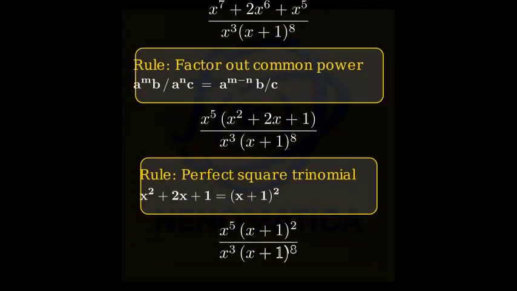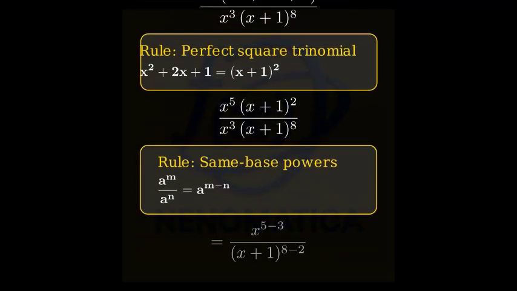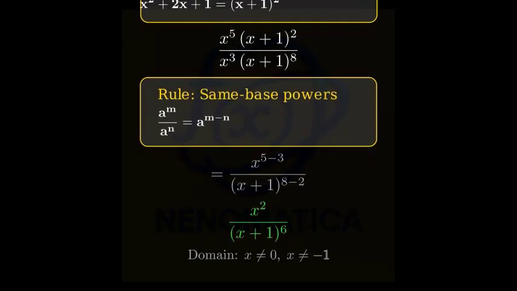Rewrite the numerator accordingly. Step 2. Use exponent rules to simplify same bases. Subtract exponents on x and on x plus 1. The simplified result is x squared over (x plus 1) to the 6th power. Domain restrictions from the original denominator. X is not equal to 0 and x is not equal to negative 1.